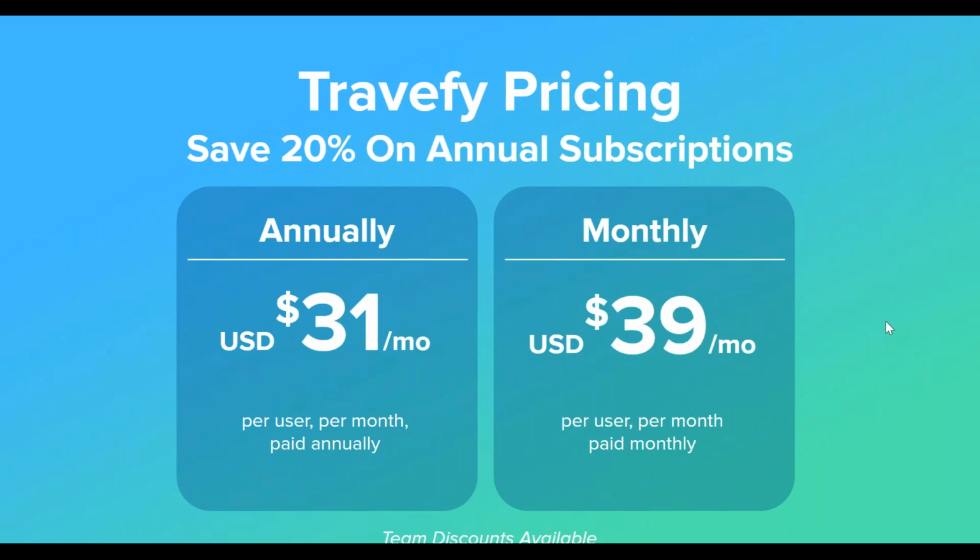We have one plan, and you can purchase it annually or monthly. The monthly cost is $39 per month, and annually is $31 per month when you make that one-time payment of $372. If you have questions on pricing or want to learn more, please let us know. We do offer discounts for teams, so if you have colleagues or work in an agency, definitely ask us about that.